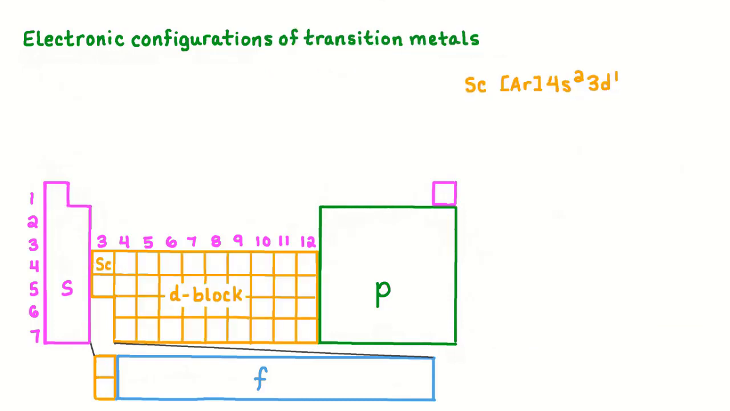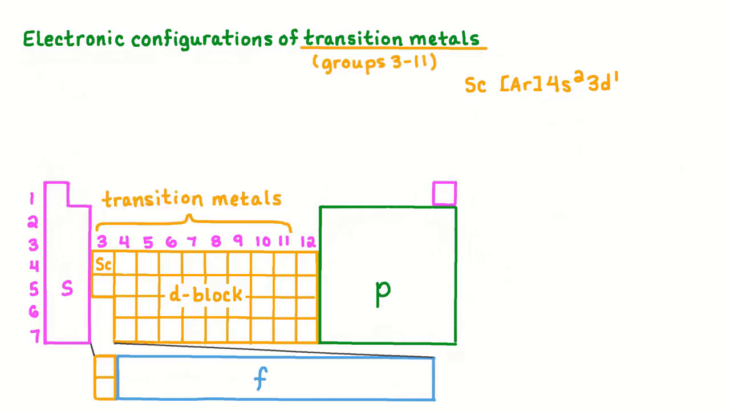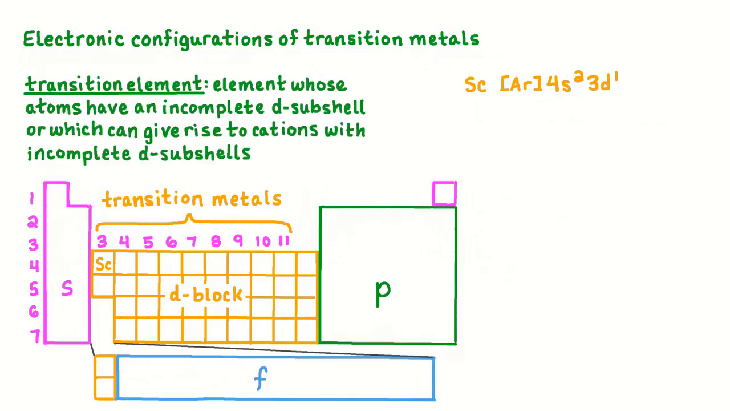Now that we've written an electron configuration for the first element in the d block, we're going to take a deeper look at the electron configurations of the transition metals. The transition elements are metals that are found in groups 3 through 11 on the periodic table. The elements which are found in group 12, which are zinc, cadmium, mercury, and copernicium, are generally not considered transition metals. A transition element is defined as an element whose atoms have an incomplete d subshell, or which can give rise to cations with incomplete d subshells.